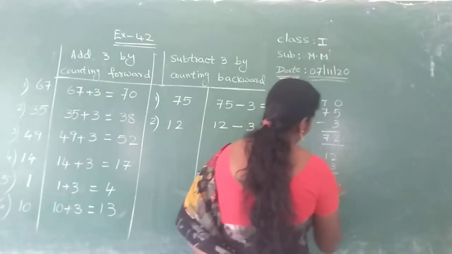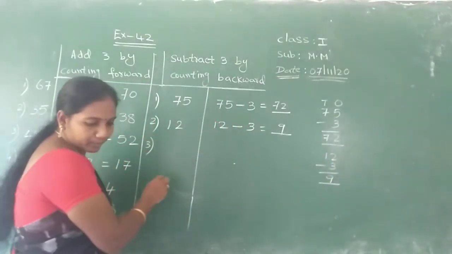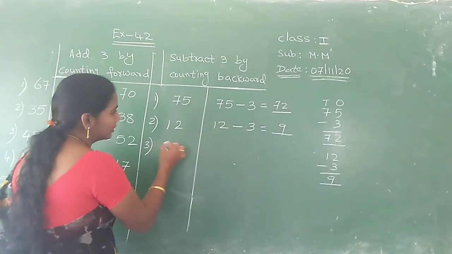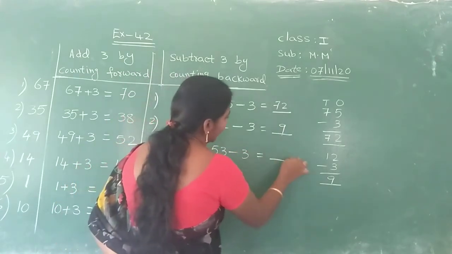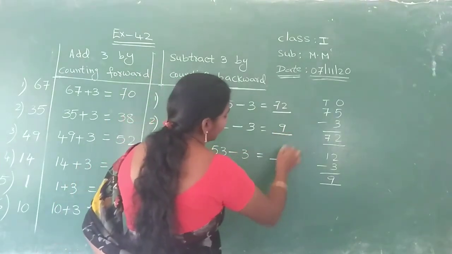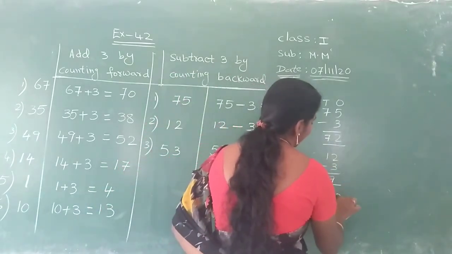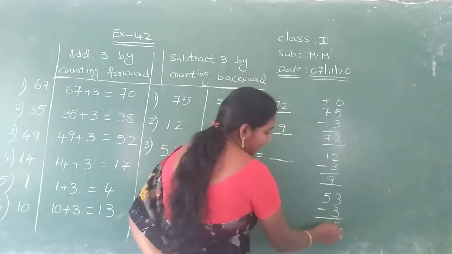Okay, so 12 minus 3 is 9. Next, 53. 53 minus 3. So here, do the number. 53 minus 3. 3 minus 3 is 0.